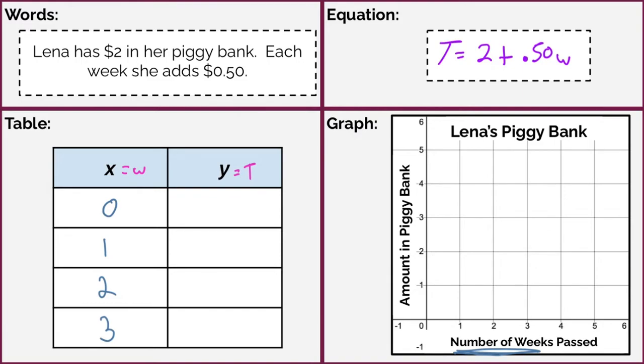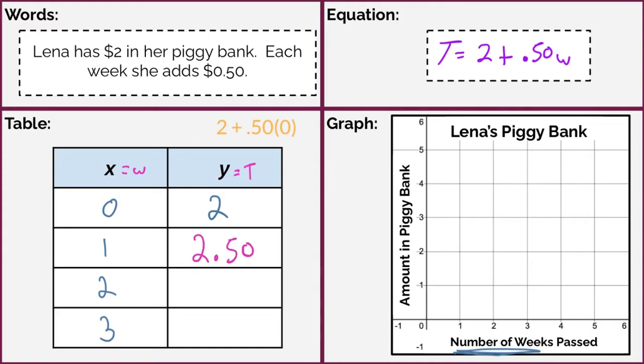So we need to figure out the total. We need to take those x's and we can substitute them into our equation like this. You can see there that I've plugged the 0 in for the number of weeks. So then I would do 50 cents times 0, which is going to be 0, and then add 2, so that my amount is going to be $2 for the first week. Now I could do the same thing for week 1. So again, if I were to substitute it in, I'd do 50 cents times 1, which is going to be 50 cents, plus 2, so I'm going to get $2.50.